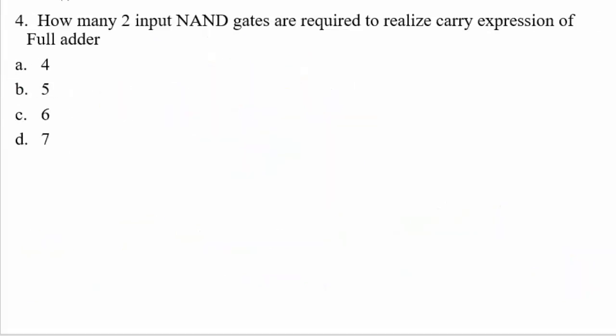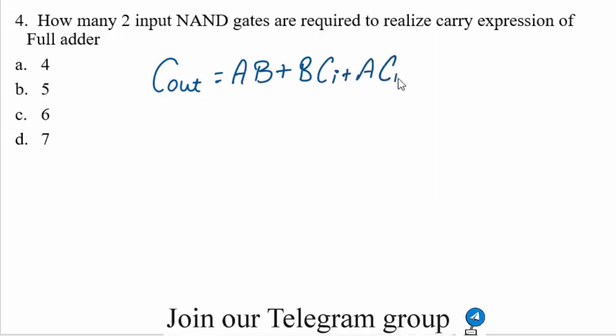Moving on to the next question, what they are given is, how many 2 input NAND gates are required to realize carry expression of full adder? Now what is the carry expression of full adder? Let me consider A, B, C as my inputs. So the carry expression is AB plus B times carry input plus A times carry input.